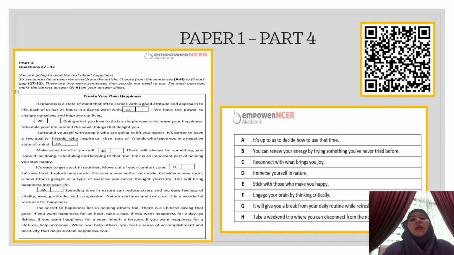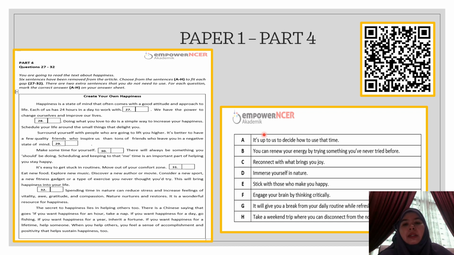This is what Paper 1 Part 4 looks like. I took this question in Module SPM Bahasa Inggeris, Empower NCER Academic. You can scan the QR code to obtain the question. If you notice, there are 6 missing sentences in this part, that is from question 27 until question 32. However, there are 8 options given that you have to work on. So it's important for you to arm yourselves with some techniques that I'm going to share later.